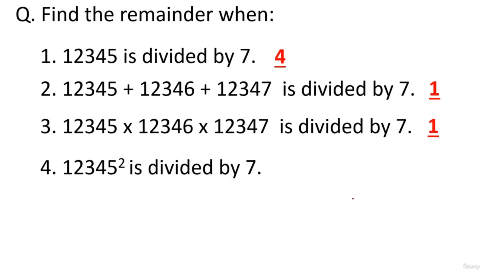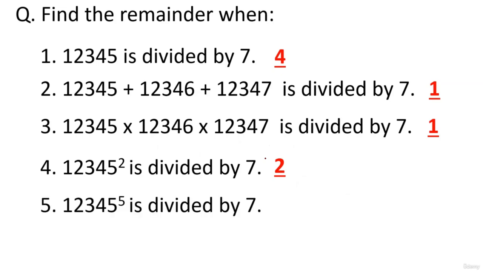Next, going on further, 12345 squared, divided by 7. Now, numbers getting squared, so the remainder also becomes squared. So 4 squared is 16, divided by 7, the remainder will be 2. Next, 12345 raised to 5 is divided by 7. The number is getting raised to 5, so the remainder also becomes raised to 5.